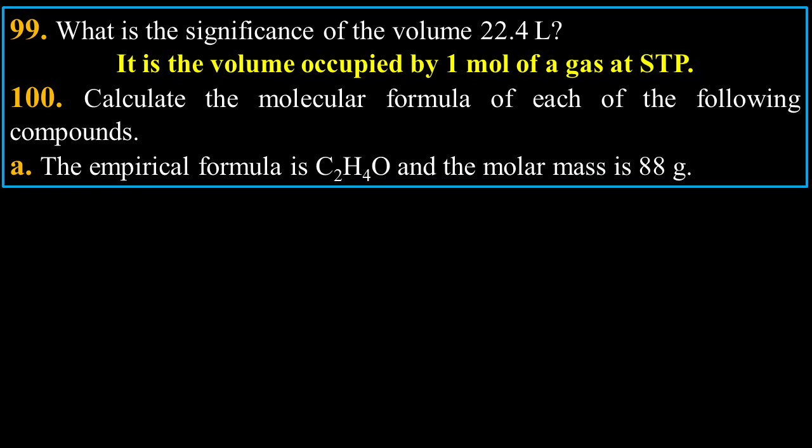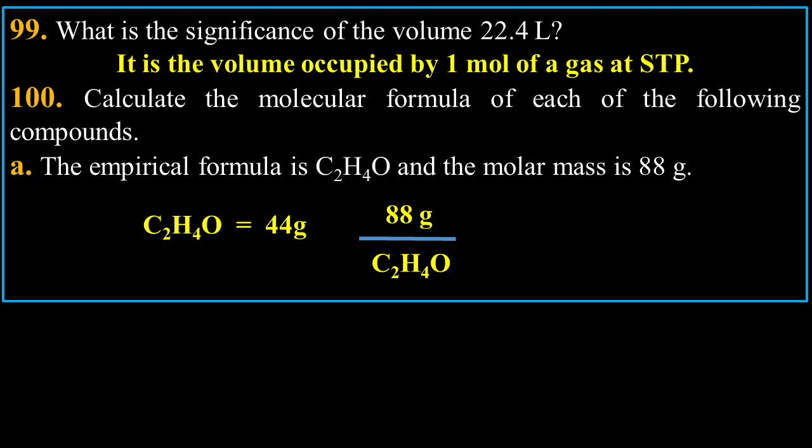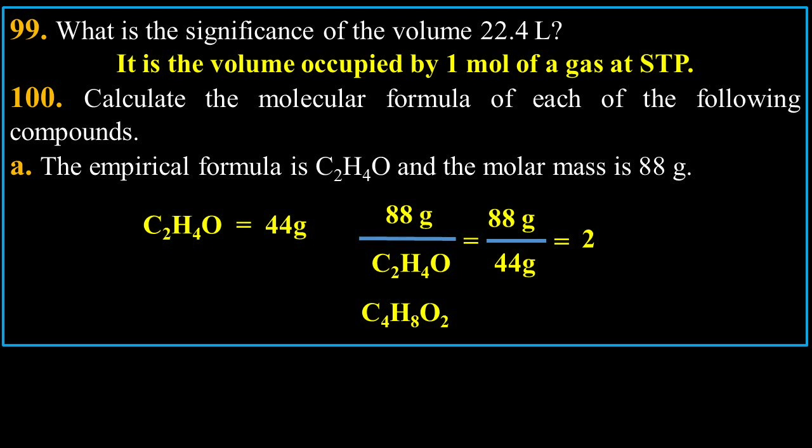The empirical formula is C2H4O, and the molar mass is 88 grams. C2H4O is 44 grams, so 88 divided by 44 is 2. So C4H8O2 will be the molecular formula. You can see how you're doubling it. Whatever that whole number integer is, you multiply each subscript by that number, and that will be the molecular formula.